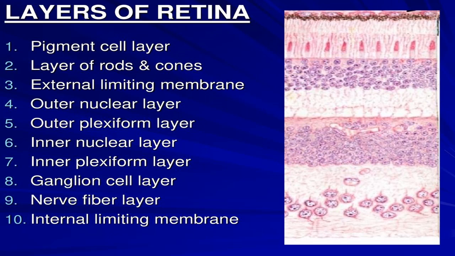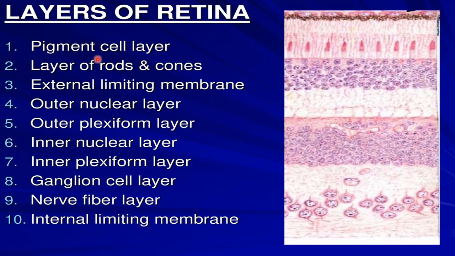So now there are the layers of the retina. On the basis of structural features, you can see that the retina is composed of 10 histological layers, which you can also see in this picture. In sequence, starting from the choroid, the outermost layer of the retina is the pigment layer, also known as the retinal pigment epithelium, which also contains melanin pigments.